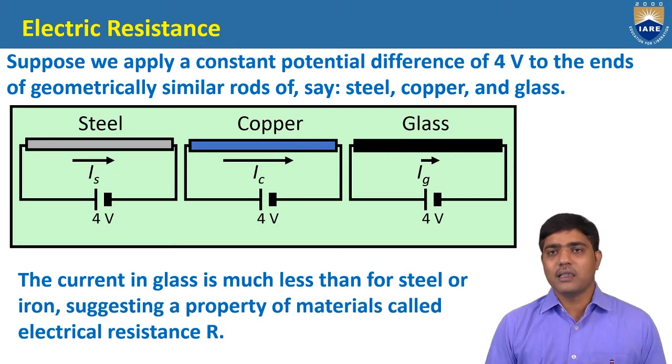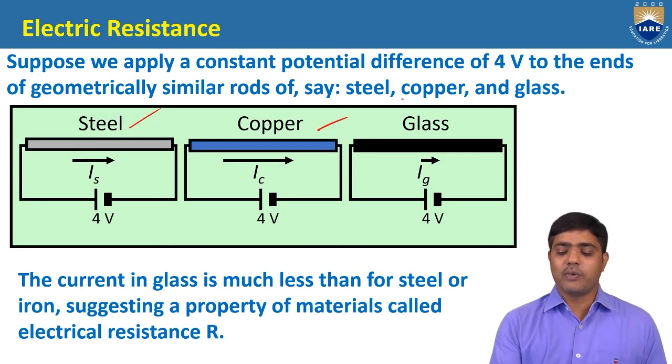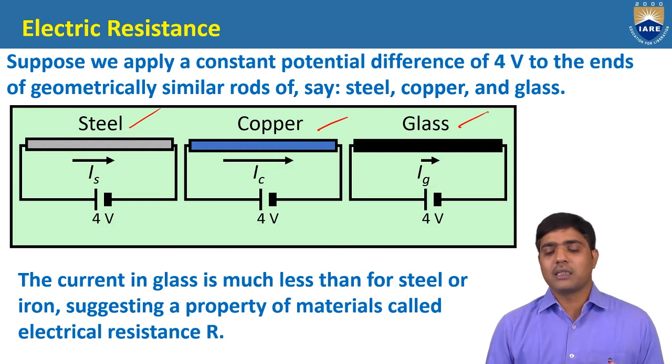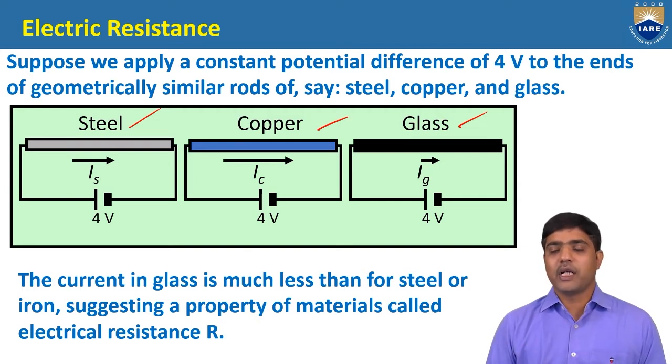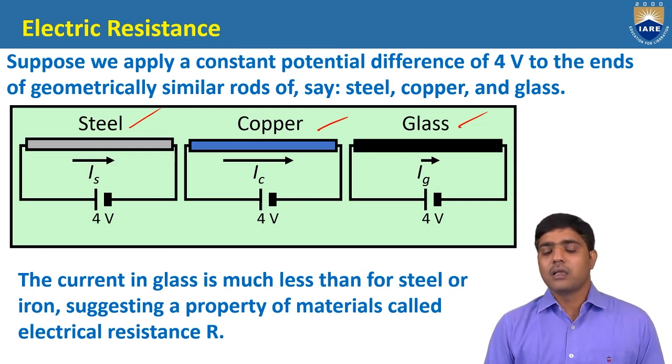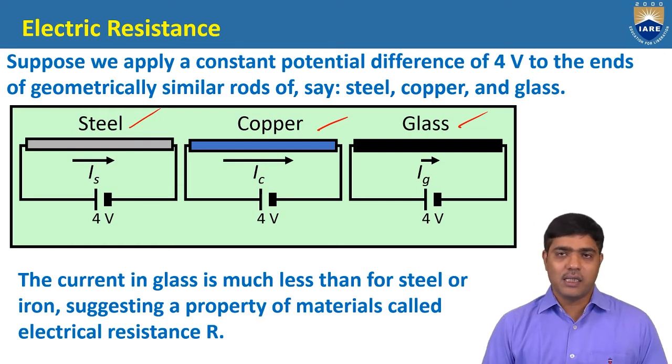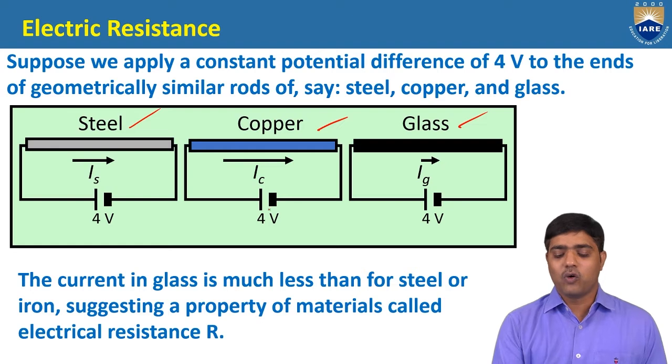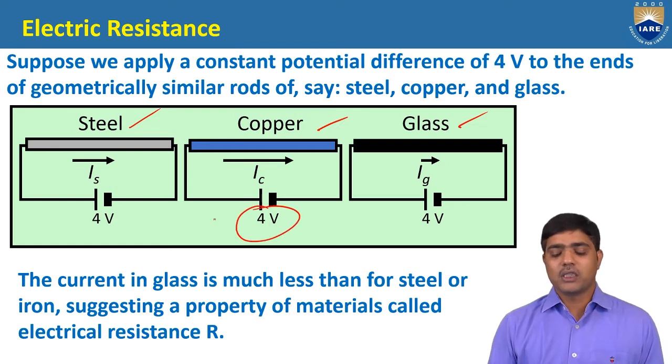If you take the resistance of various materials, each material is going to offer different values of resistance. For example, take three materials: steel, copper and glass. All these three materials are geometrically equivalent. Only the material changes, but the geometry, meaning the length of each material and its cross-sectional area, is the same. Also, the same voltage is applied across the three materials. Across these three materials a 4 volt battery is connected, so a potential difference of 4 volts is applied across each material.